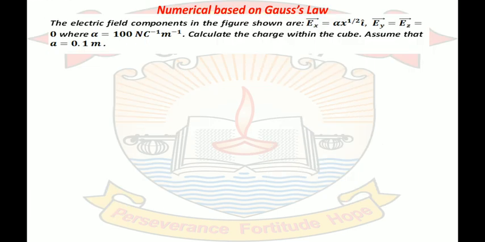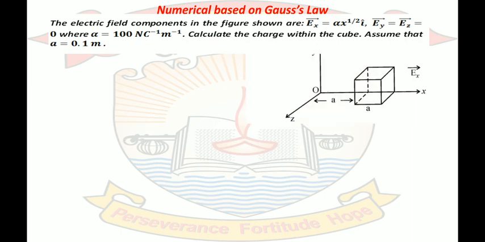Next question is, the electric field components of a figure shown, Ex vector is equal to alpha x to the power half i cap, Ey is equal to Ez is equal to 0, where alpha is equal to 100 Newton per coulomb per meter. Calculate the charge within the cube. Assume that a is equal to 0.1 meter. Where is the diagram? Here it is. Okay, this is the diagram given in the question. One cube is there, and its first side is at a distance a from the origin.